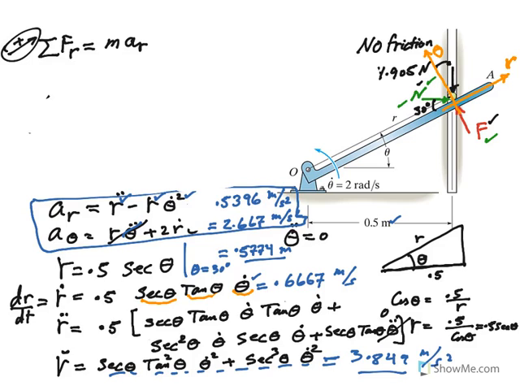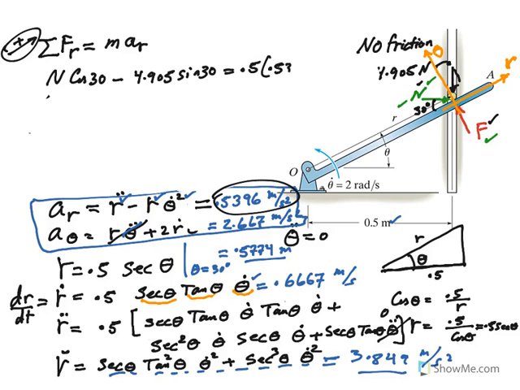So here we go. Summing forces in the radial direction, we have N cosine 30, minus how much of the weight is going to fall in the radial direction. It turns out that would be 4.905 sine 30 in the negative direction, and then that's equal to 0.5 times this radial acceleration that I calculated for you here, 1.5396, right? So go ahead and solve for N, and N is going to be about 3.72 newtons. Notice that I got a positive answer, which means the direction that I selected is right.